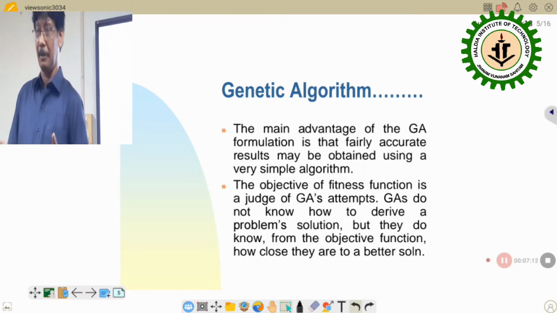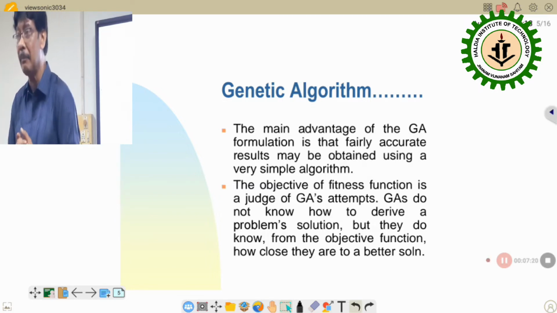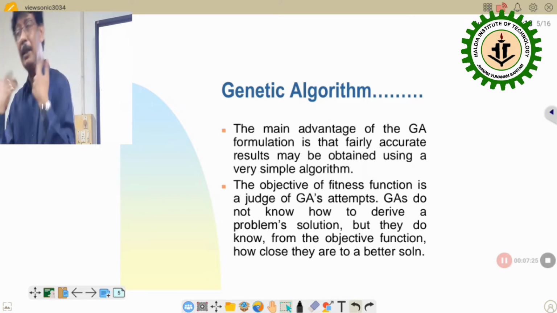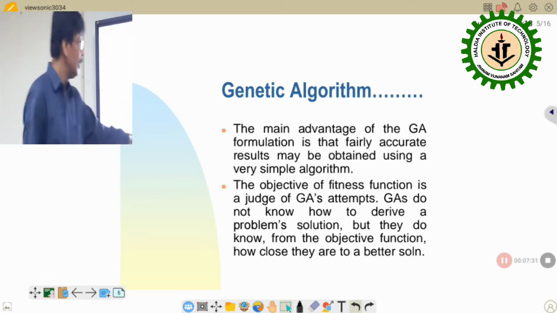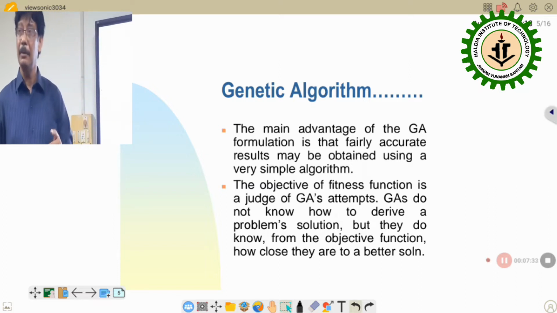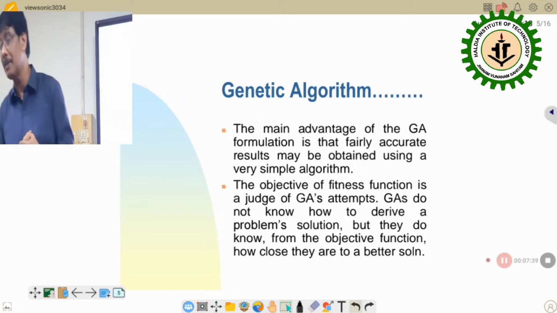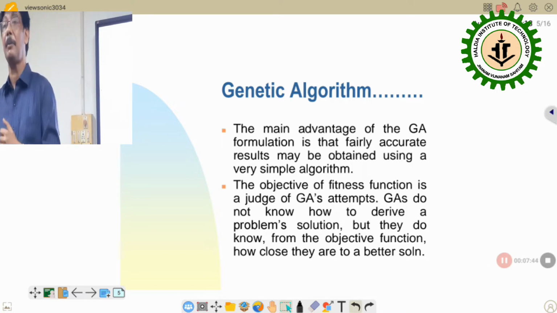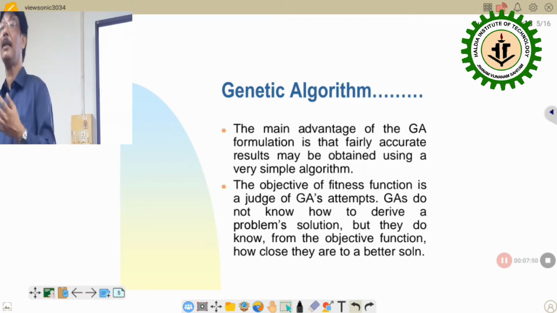It depends upon the users, how you are thinking about these solutions. So my steps and your steps may not be the same for the same problem, but the result will be similar. Whatever you are doing, whatever I am doing, the results must be close to each other. So GAs do not know how to derive a problem solution. That is a very important point, but they do know from the objective function how close they are to a better solution. So you have to understand how close you are to the final optimal solution whenever you are in the intermediate stage of your algorithm.